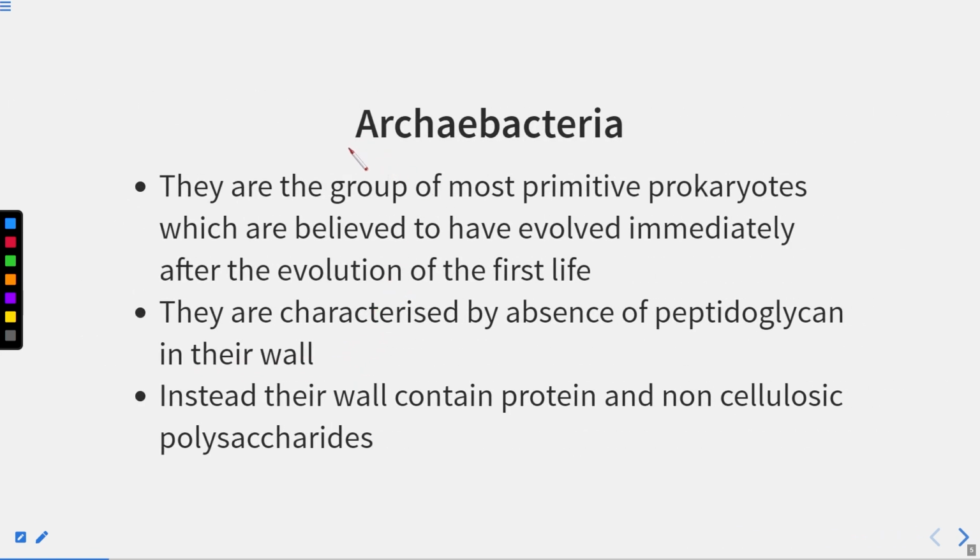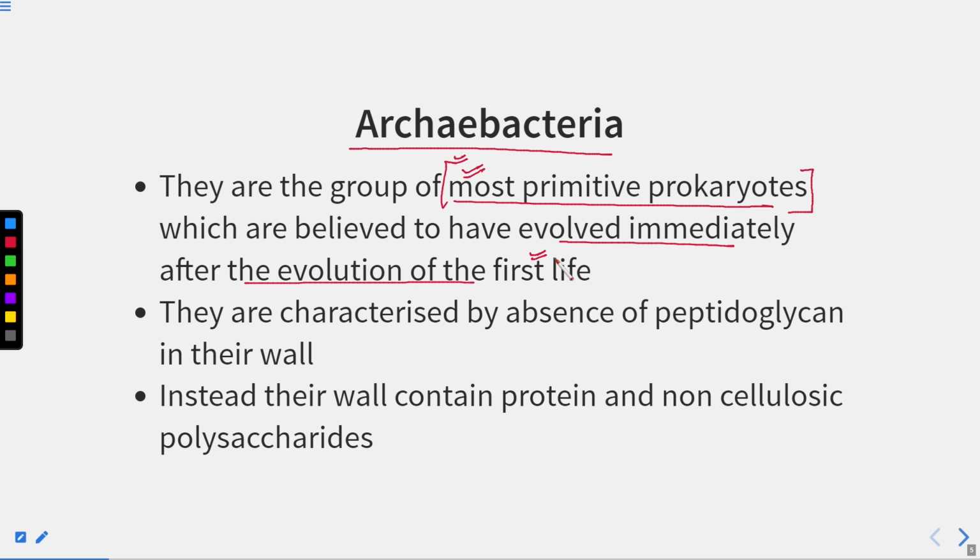Now, what are the archaebacteria? They are the group of most primitive prokaryotes. This is the most primitive type of prokaryote. Why are they called the most primitive type of prokaryote? Because their structure and their physiology all resemble the primitive type of prokaryote, and they are believed to have evolved immediately after the evolution of the first life.